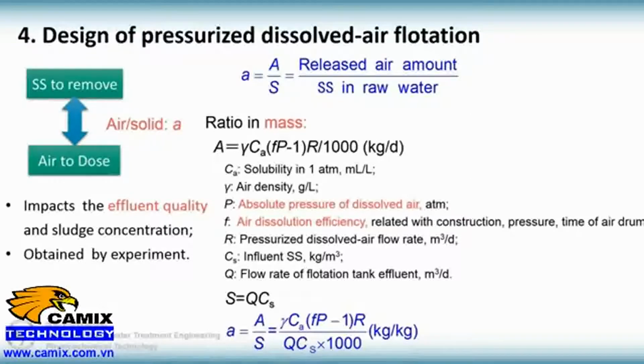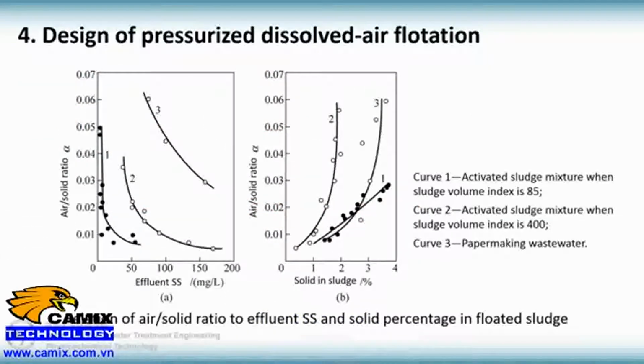These are the results of air flotation experiments under different gas-solid ratio. The figure on the left represents the suspended solid in effluent after air flotation. On the right is the change of solid concentration with gas-solid ratio. As we see, gas-solid ratio affects effluent quality and the scum concentration.